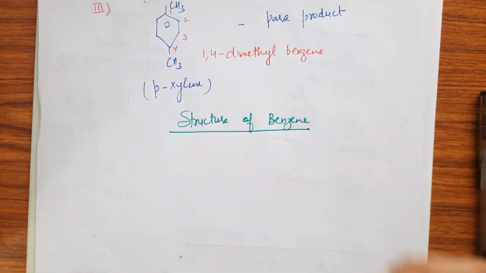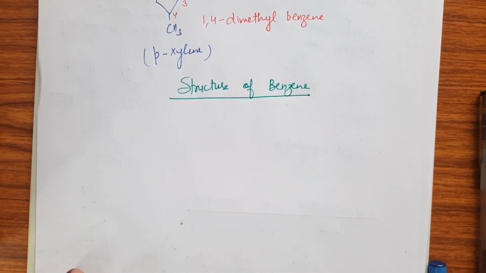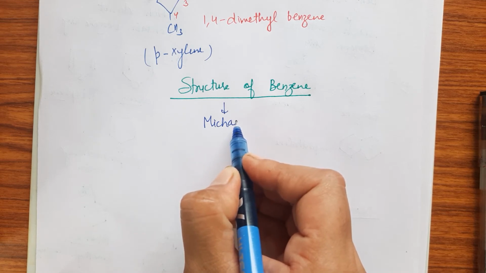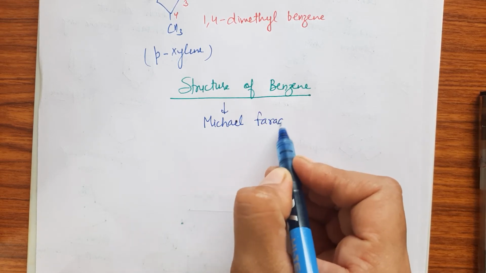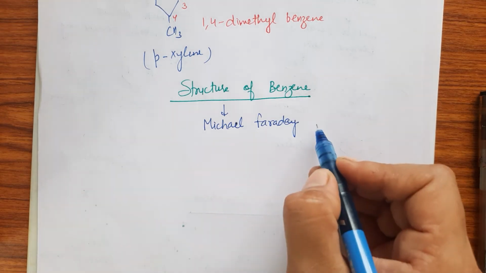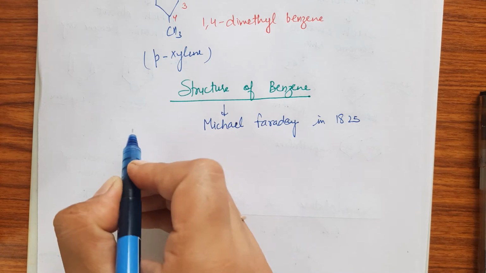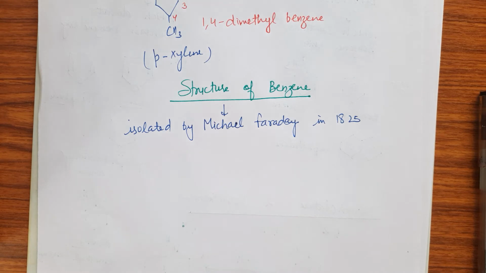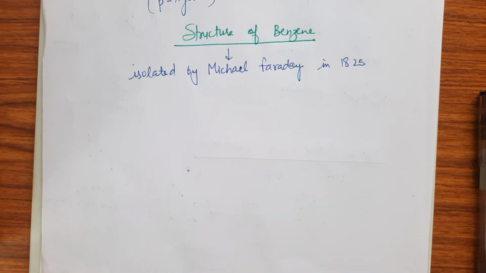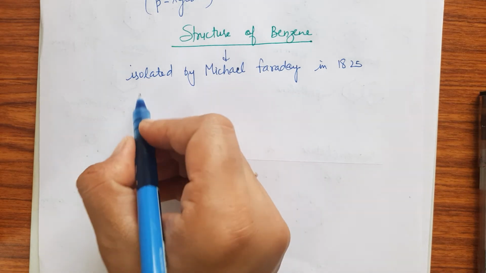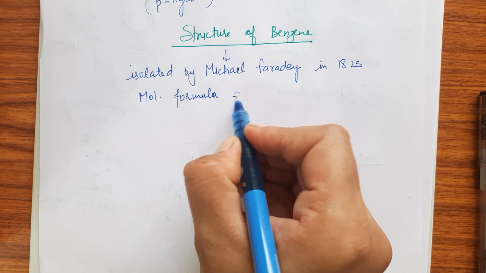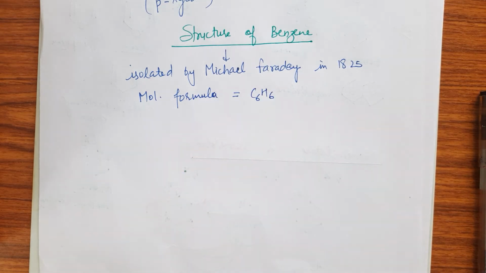So, structure of benzene. See, benzene was first isolated by Michael Faraday. Michael Faraday was the first scientist who isolated benzene in 1825. Isolated by Michael Faraday, right? So on the basis of the studies, the molecular formula which comes out for benzene is C6H6, right?